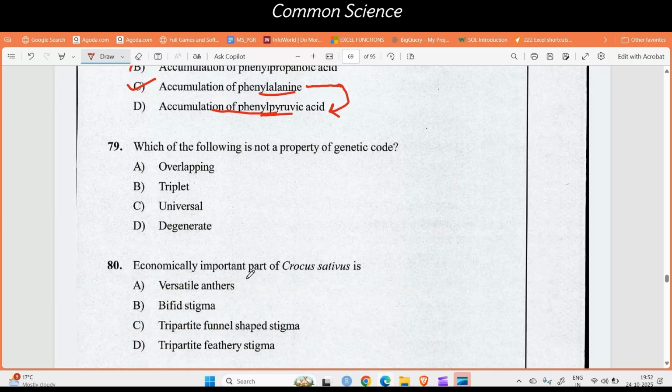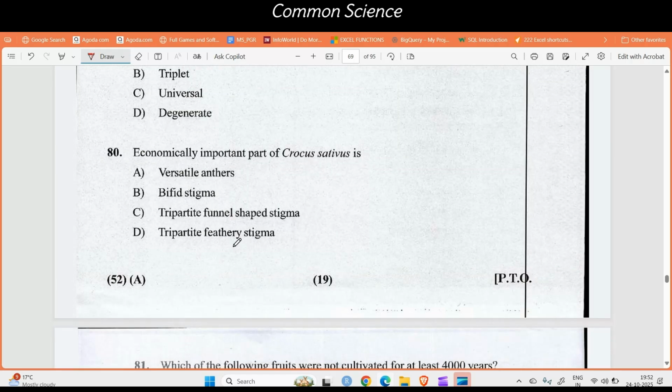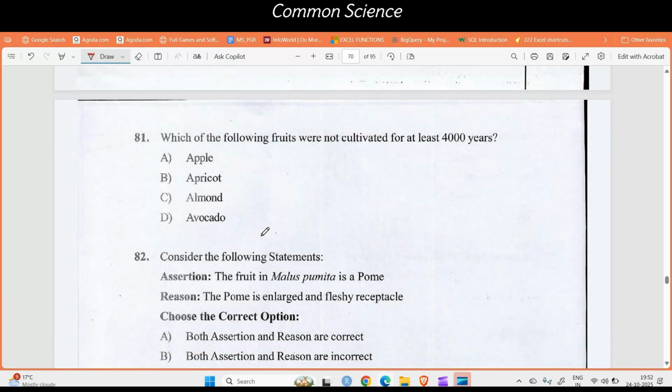Okay, number 79. Which of the following is not a property of genetic code? Genetic code is non-overlapping, so it's not overlapping. So option A. Question 80. Economically important part of Crocus sativus is versatile anthers. No, bifid stigma. It is stigma, but this stigma is not bifid. It is a tripartite funnel-shaped stigma. So D is the correct answer.